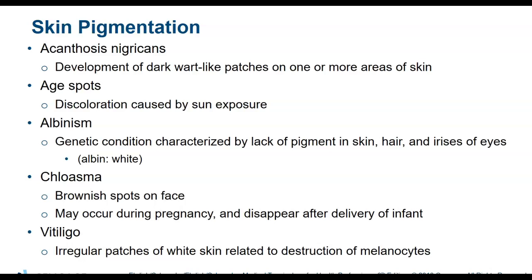With chloasma, it is the brown spots on the face. This can occur during pregnancy and disappear after delivery of the infant. It's pretty cool. It's called the mask of pregnancy as well. It's something that we see, and again, hopefully goes away after the baby's born. Vitiligo is those irregular patches of white skin, and that's related to the destruction of the melanocytes. It's like a depigmentation of the skin. So you may see dark skin or have a darker patch of skin, and then you'll have a patch of white skin.